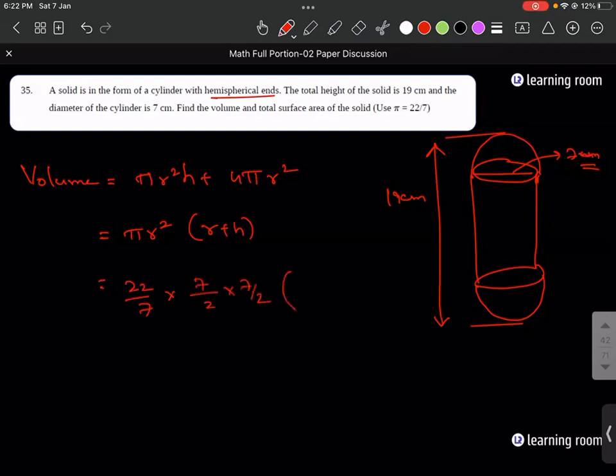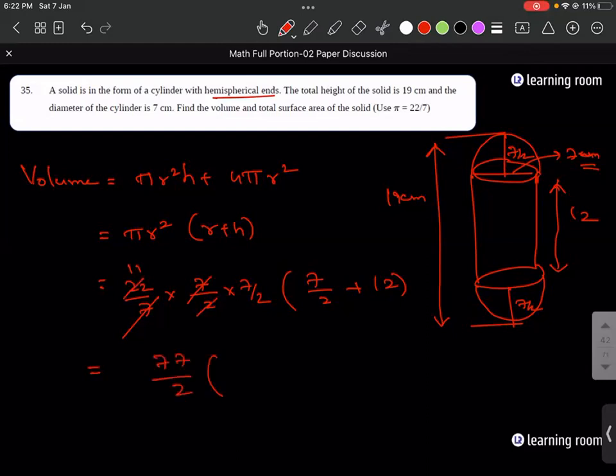7 by 2 into 7 by 2 into r, which is 7 by 2, plus h, is going to be 19. This is 7 by 2. This is 7 by 2. So 19 minus 7 is 12. Guys, am I clear? So height of the cylinder is 12. So 7, 7 gone. This cancels this 11 times. So 77 by 2 into 7 plus 24 is 31. So 31 divided by 2. Right? So 77 into 31 divided by 4.